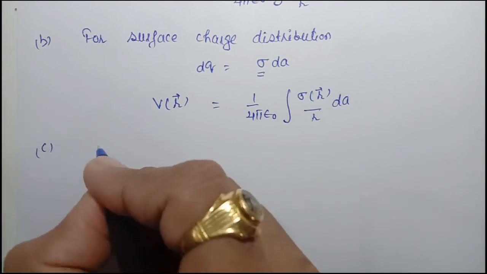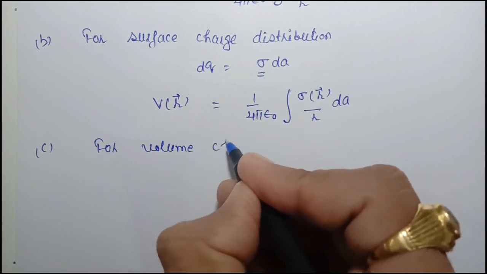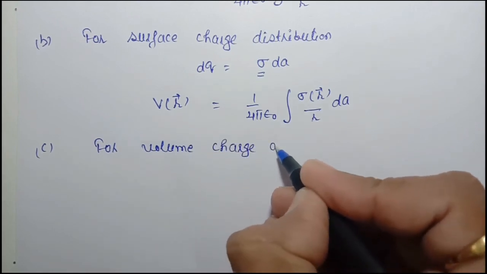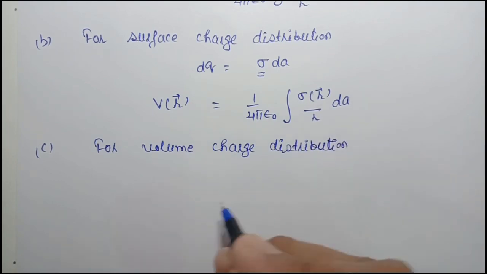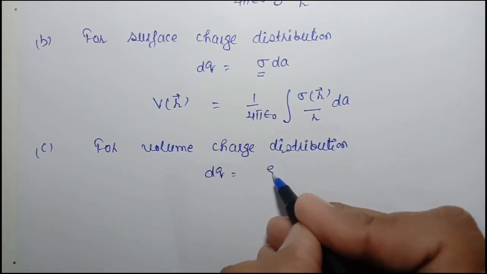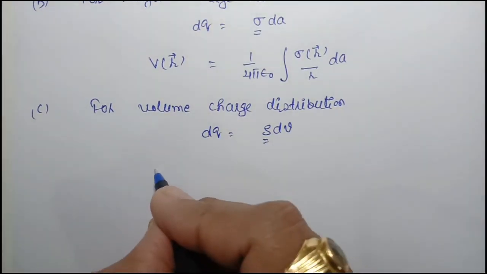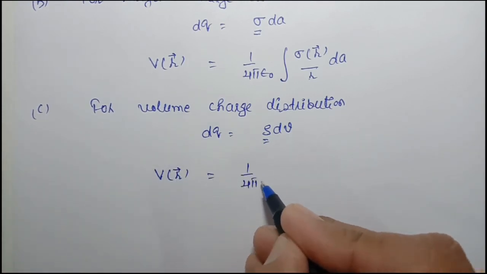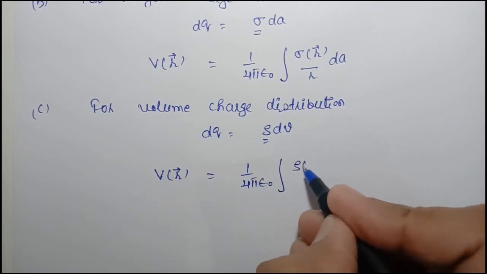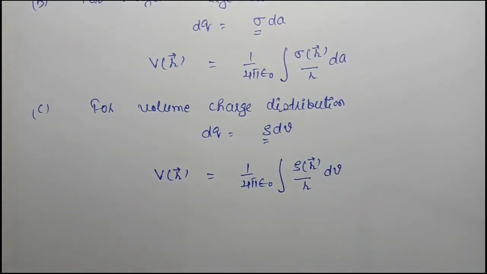Then next is for volume charge distribution. So in case of volume charge distribution, dq is equal to rho dV. So rho here is the charge per unit volume, and we can write V(r) equals 1 over 4 pi epsilon naught, the integral of rho over r dV.